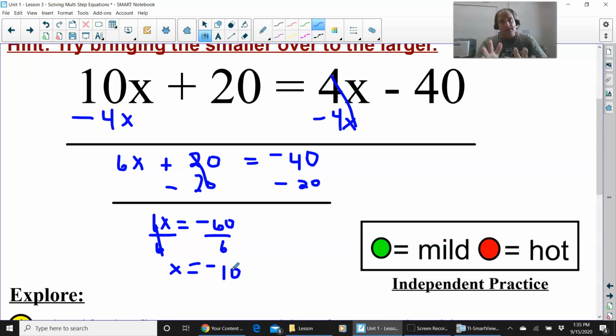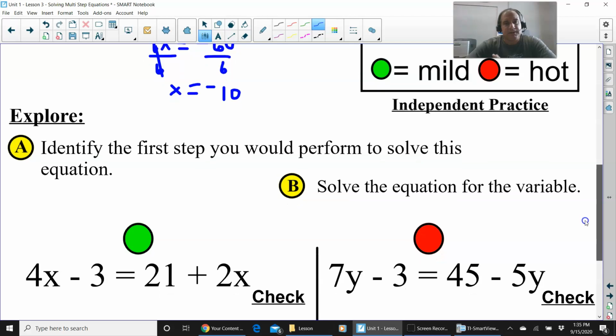All right. Try to bring the smaller over to the larger. It is not wrong to subtract 10x on both sides, but if you do, you will have to divide by a negative. And when you get into solving inequalities, that means you would have to reverse the inequality symbol, and it sometimes gets a little tricky. All right, so try to avoid it if you can.